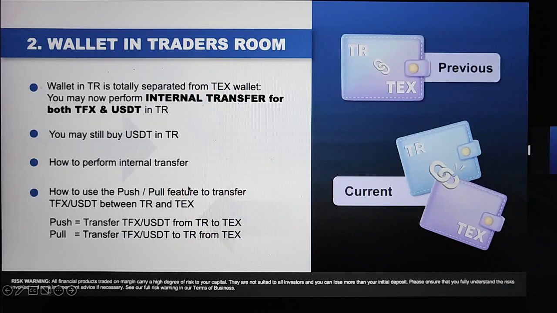And TX is where any profit sharing will be reflected, in each TX ID, and also reflected in the traders room, in both. What happens now? The old version is that every time it comes to profit sharing by your appointed fund manager, you will see TFX reflected in your traders room wallet. At the same time, it also appears in your TX wallet. So this doesn't change, it still remains the same.